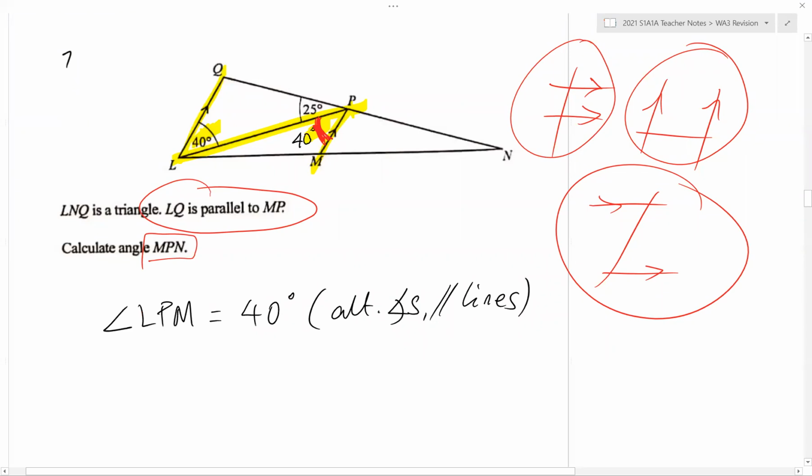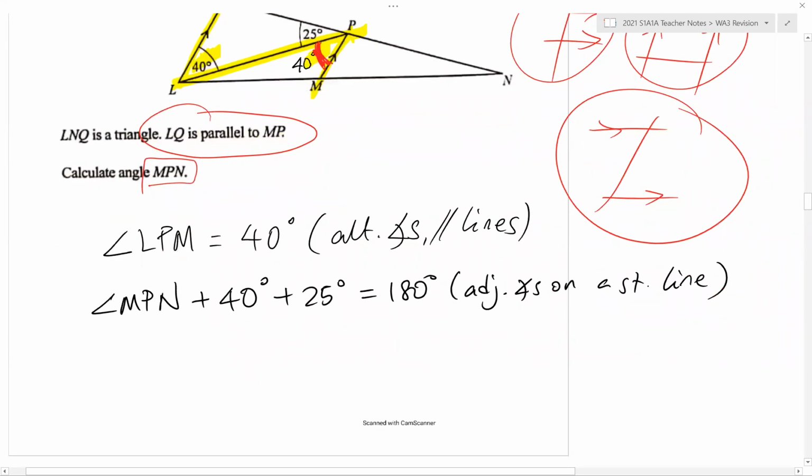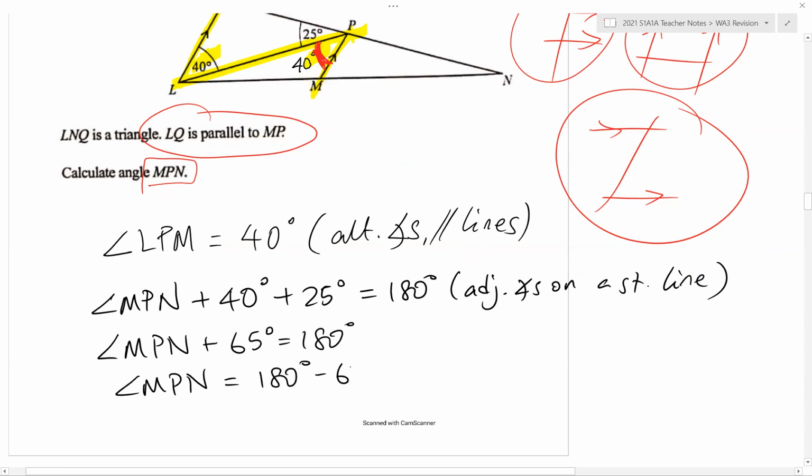I can calculate angle MPN already, because MPN plus 40, which is what I just found, plus 25 equals 180 degrees. Reason: adjacent angles on a straight line. And this brings us back to our earlier questions on how to solve for the unknown. Angle MPN plus 65 gives us 180. Angle MPN will be 180 minus 65, giving us a value of 115.